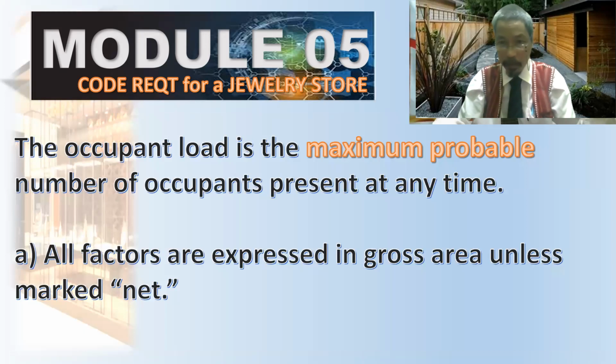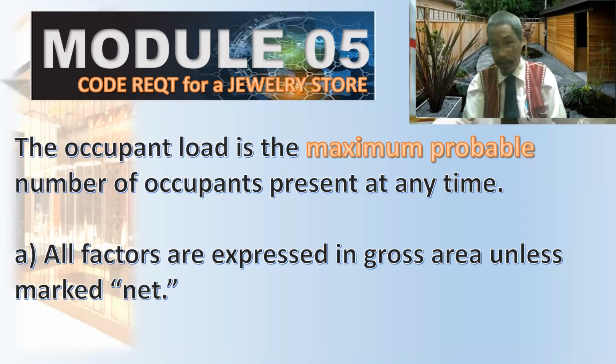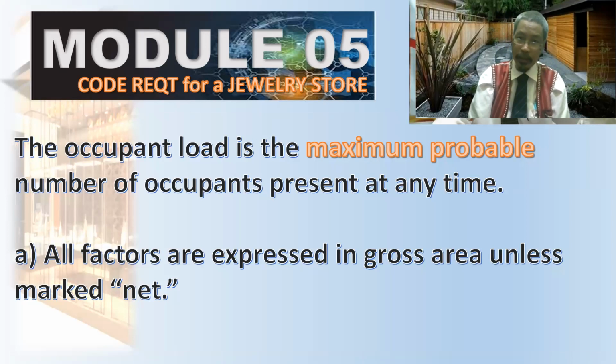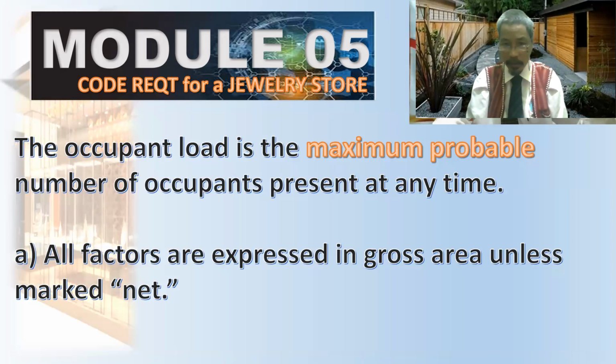Occupant load is the maximum probable number of occupants present at any time. At any time. So we can actually look at the CCTV and find out which time is the time wherein we have maximum occupants. Today, all factors are expressed in gross area unless marked net. So those numbers are gross area. For example, 5.6 square meters per person. That is gross area.